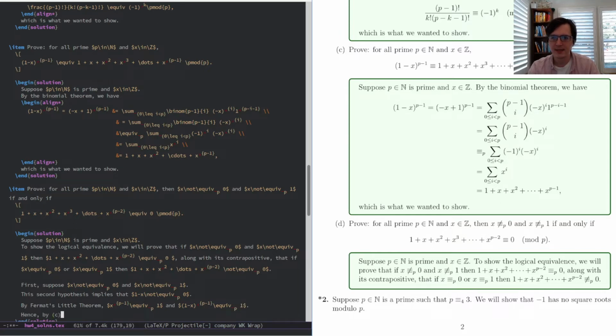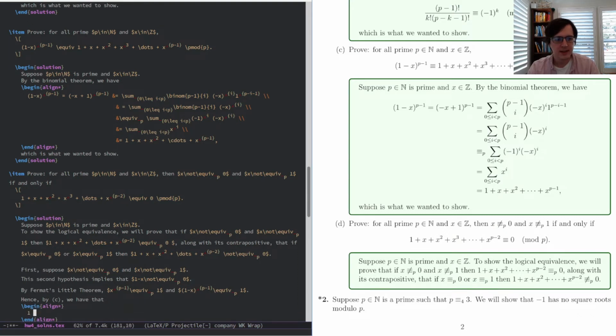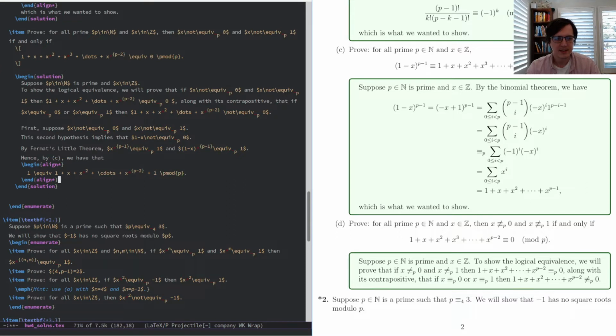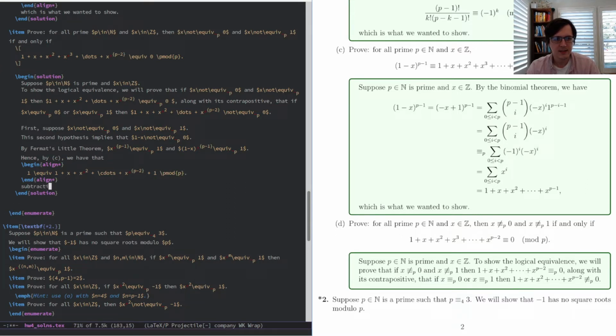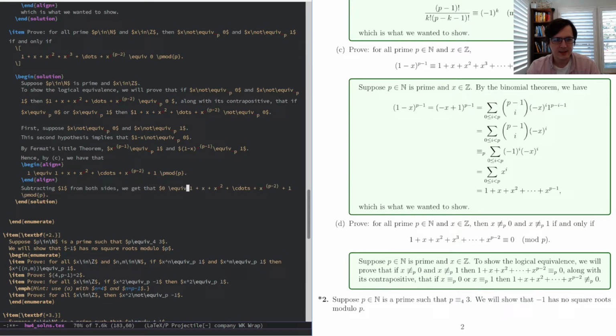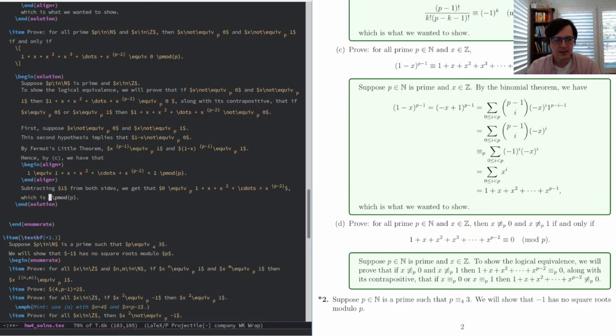Hence, by problem C, we have that 1 is equivalent mod P to 1 plus X squared plus dots plus X to the P minus 2 plus 1, mod P. Subtracting 1 from both sides, we get what we want, which is that 0 is equivalent to that polynomial, which is what we wanted to show.